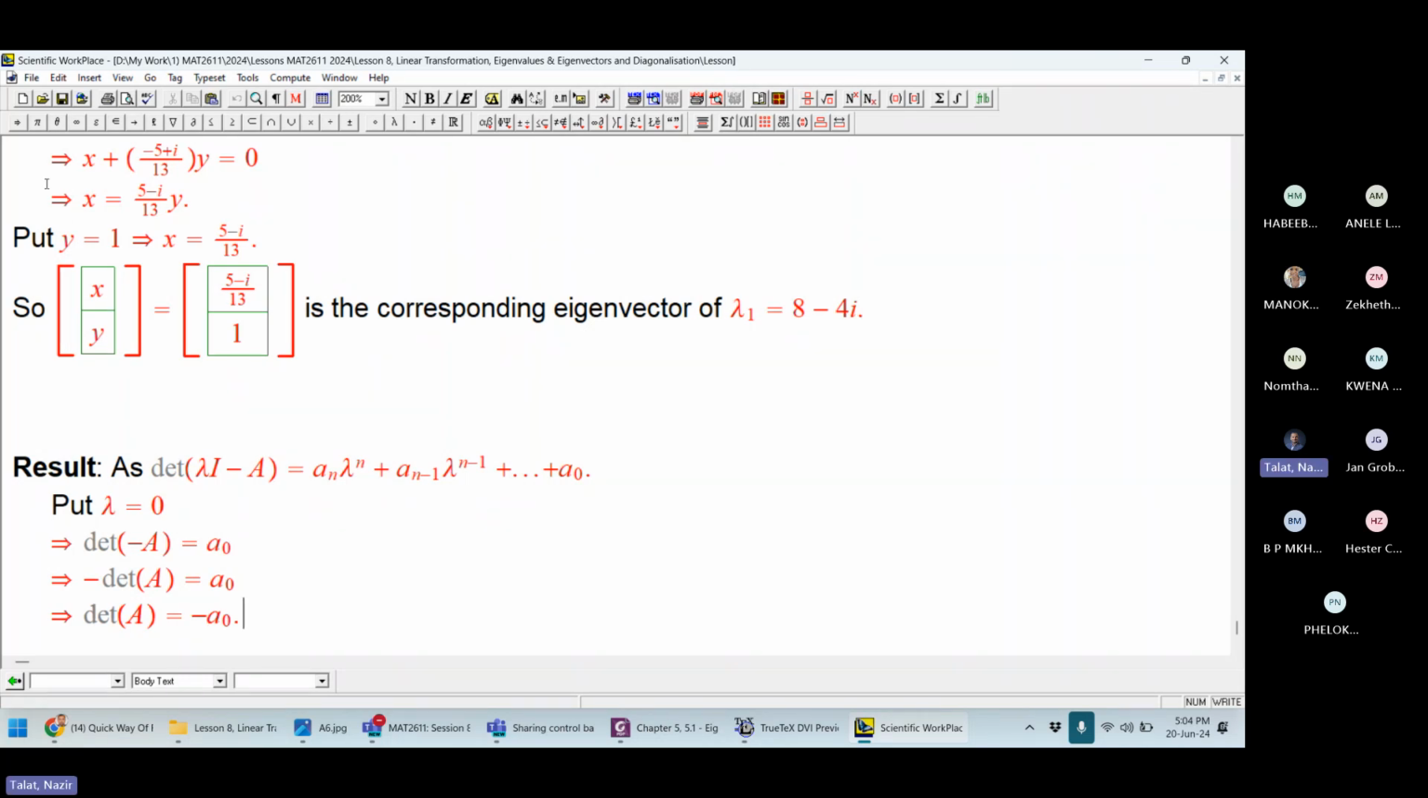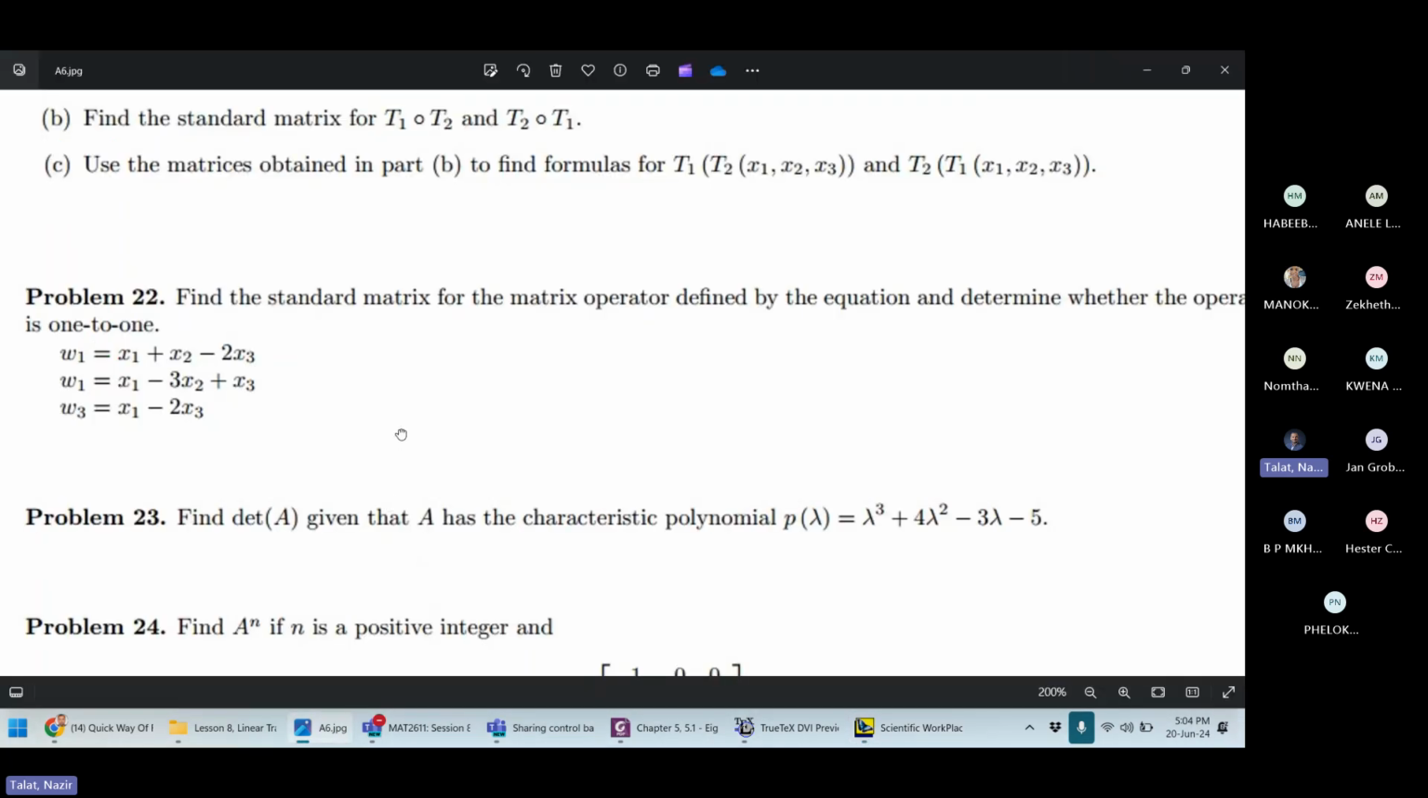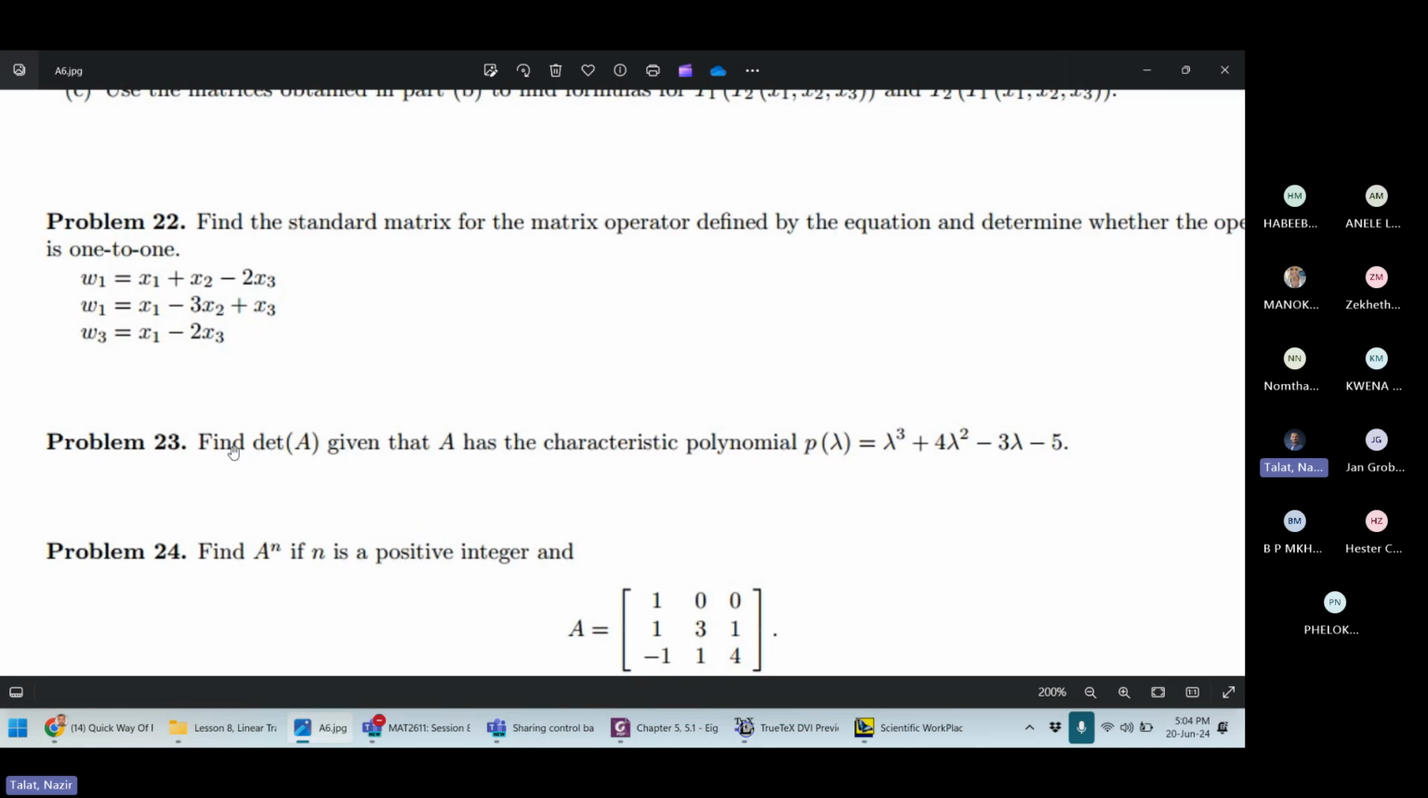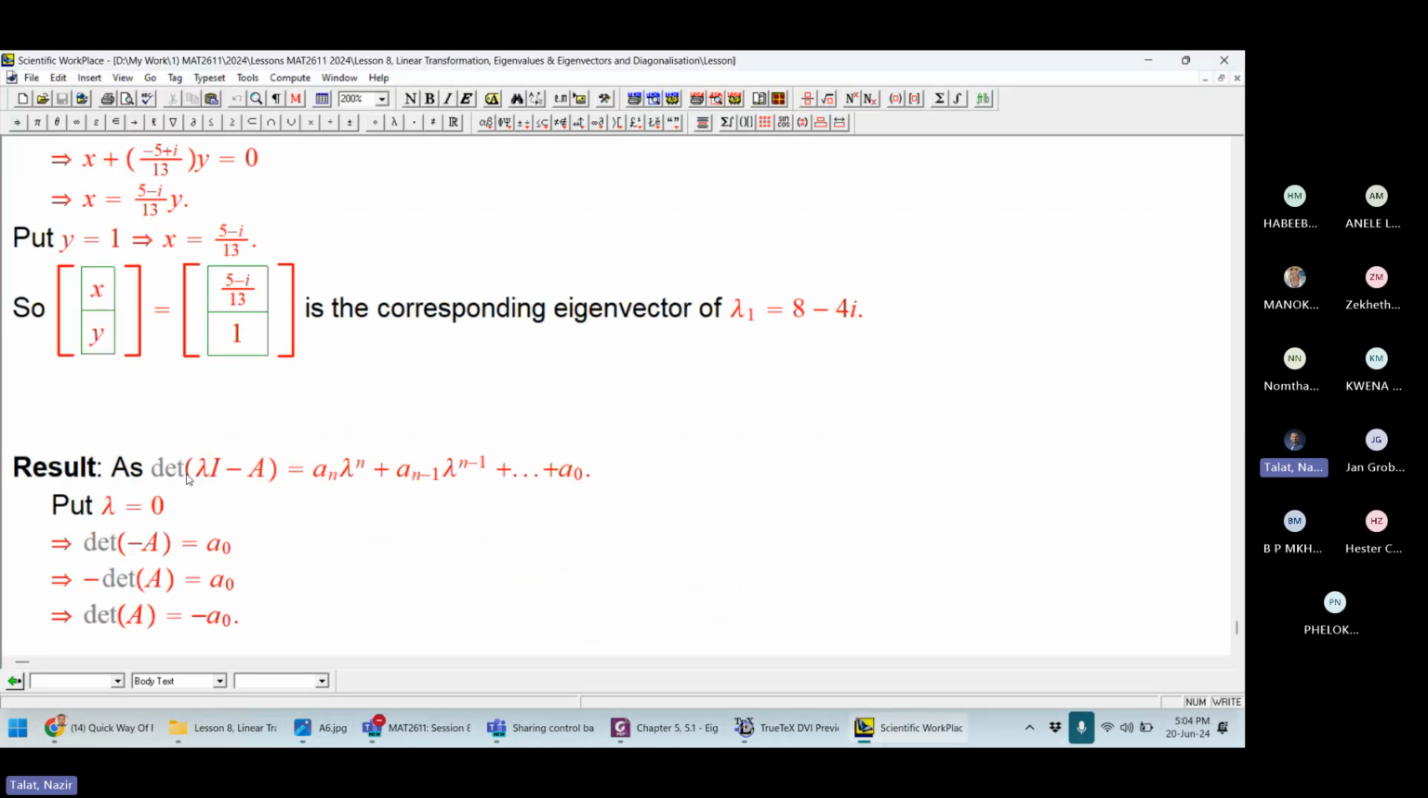So this is the result regarding that one. And now let's see some examples for that. I think problem number 23 is to find the determinant of a matrix A whose characteristic polynomial is lambda cubed plus 4 lambda squared minus 3 lambda minus 5. Here you can find its solution by this result. We know the characteristic polynomial is the determinant of lambda I minus A.